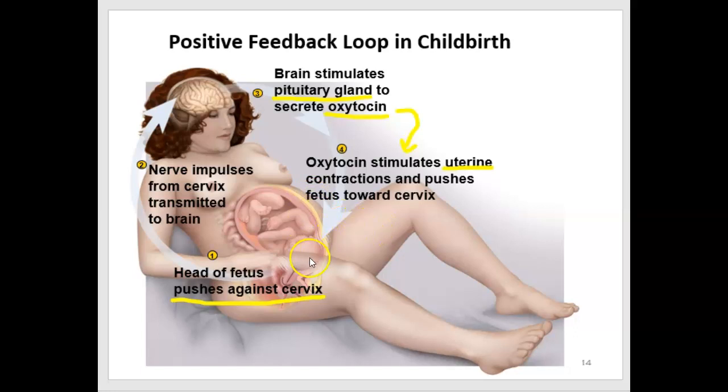Now what does that do? That presses on the fetus or the baby, and the baby gets pushed farther down to the cervix. Well, now there's more pressure on the cervix, more than occurred before. So the same thing happens again, and it recurs like this in a loop until eventually, because the cervix opens here, until eventually the fetus is pushed out. And once the fetus is pushed out, there's no more stimulus. So then it stops.